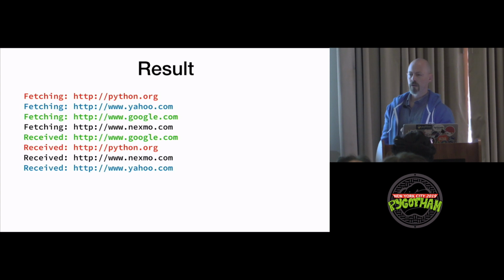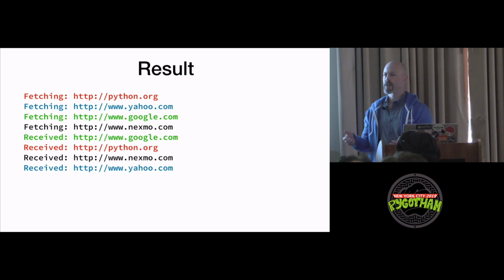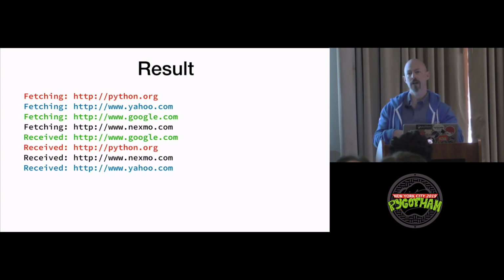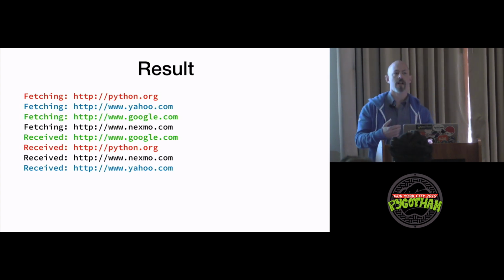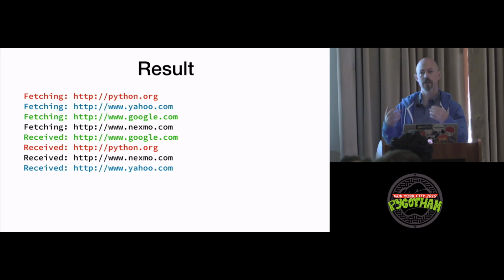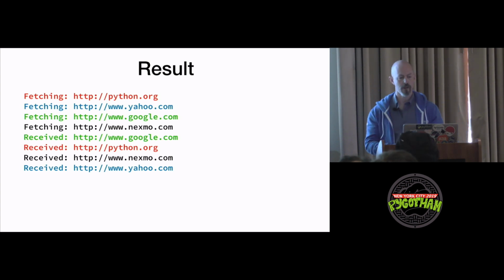So the output looks something like this. We have 4 fetch lines. Those are executed in the order that we asked gather to execute the requests. But because web servers take different times to respond, the responses were processed in a different order. So this is kind of evidence that this is actually working asynchronously when you pass coroutines to gather.